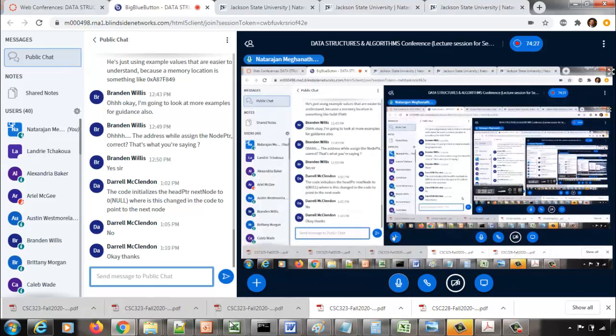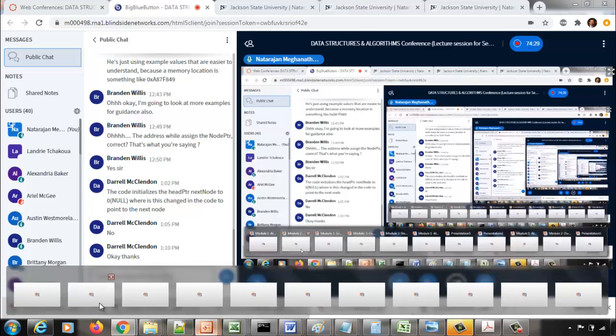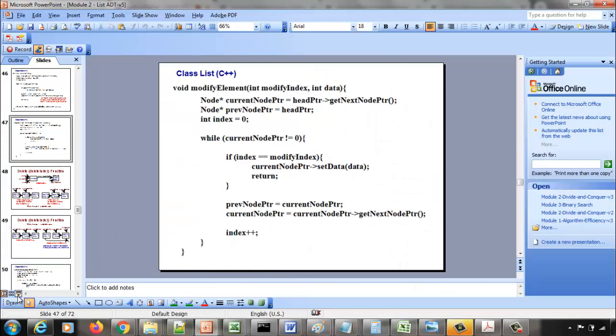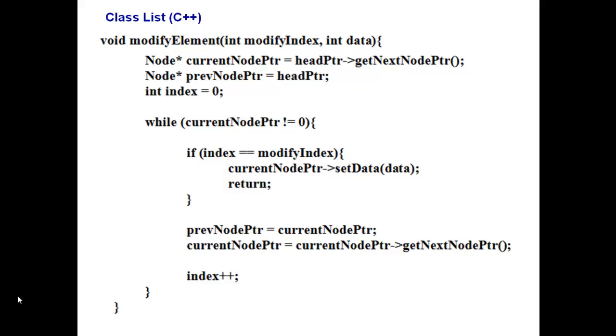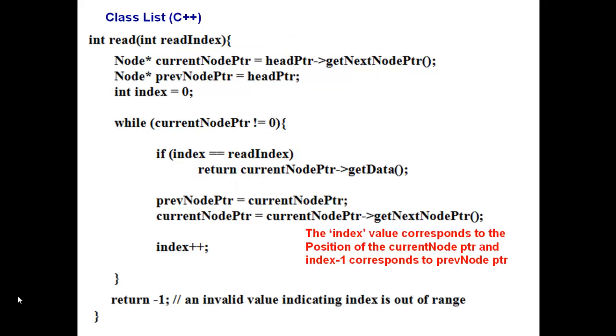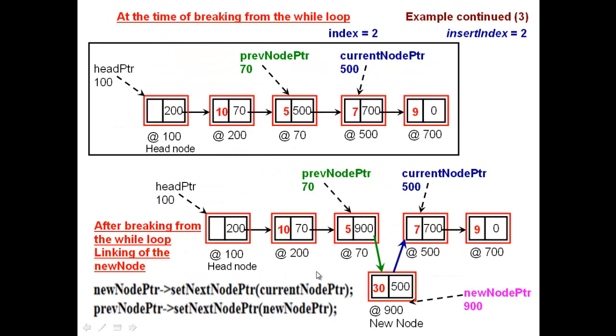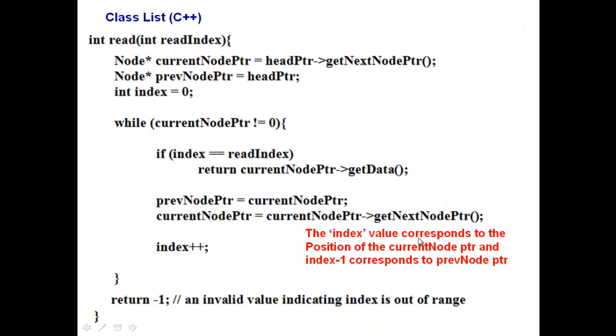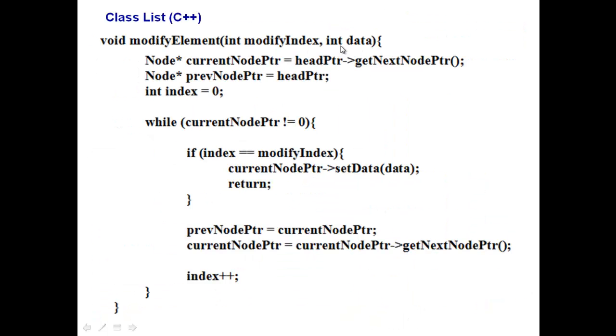Alright, so let us do one more, the modify element function. So very similar logic. I want to now modify the data at a specific index. So let's do the same thing. Let us say we want to modify the data at index 3 to be, instead of 7, some other value, and you can pass that as the data that you want to change to. So I specify here the modify index and the data.